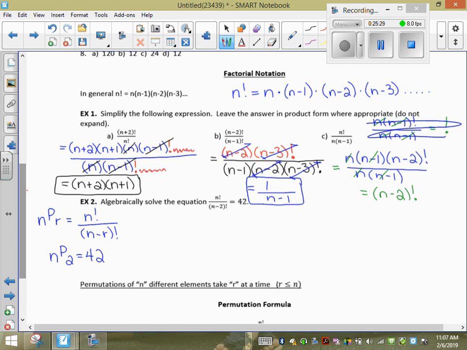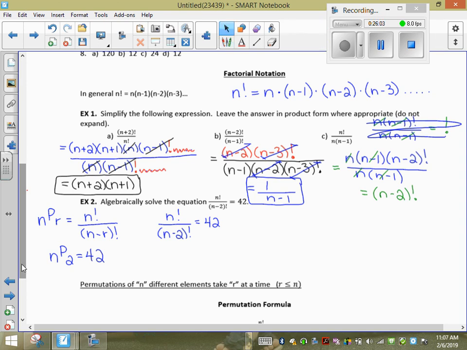So let's expand this out. Which one's bigger, n factorial or n minus 2 factorial? Which one encompasses the other? Which one, if I expand it, would contain the other one? N factorial. Because if I expand it out, you'll get n minus 2 factorial, correct?